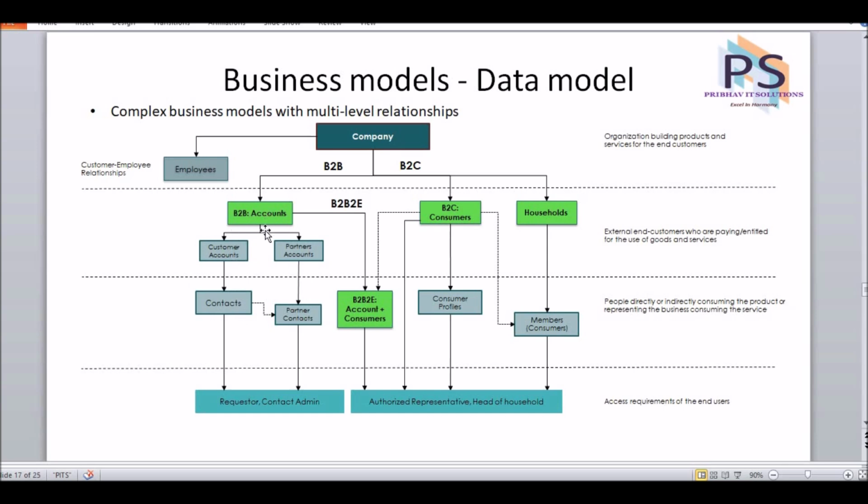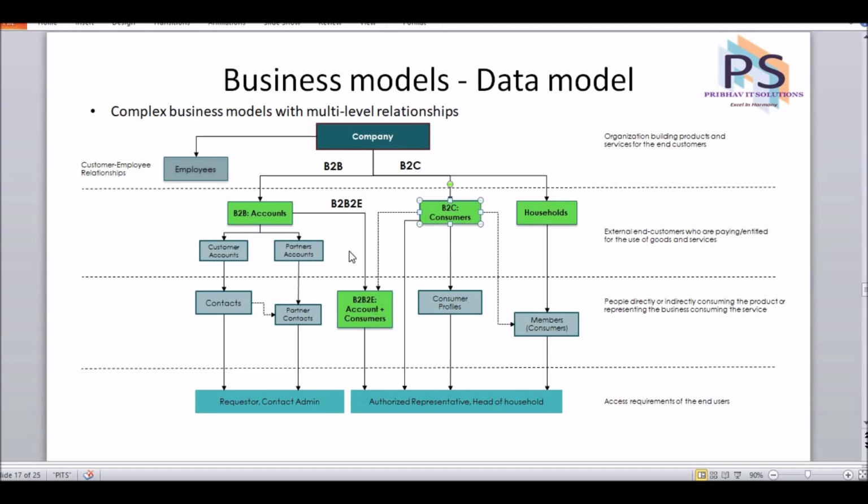So every account should have a primary contact. Every partner should have partner contacts. Then only can any product go to the market. So this shows B2B. B2C is when a company is selling the product directly to the consumers. So in the B2C model, we have the consumers and the household. Household are basically the family members to whom we are selling the product or any services, and consumers are the direct consumers who are utilizing the market product.